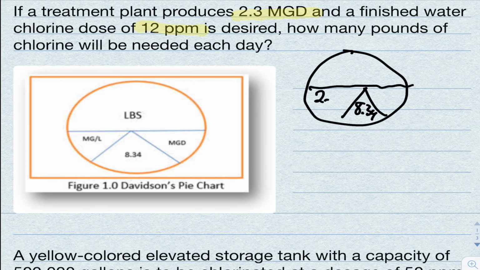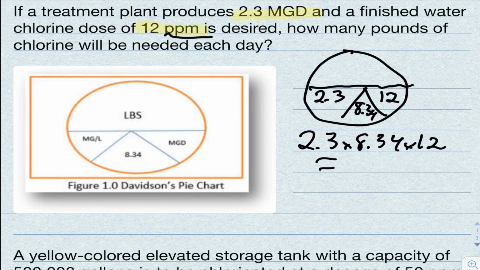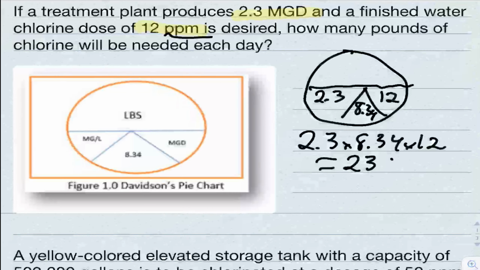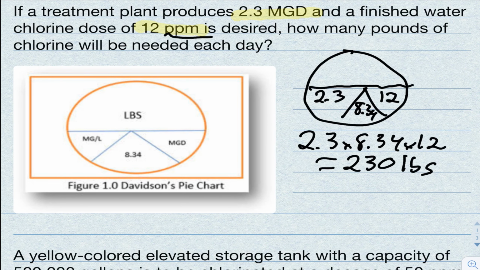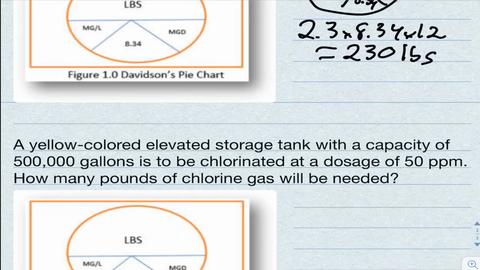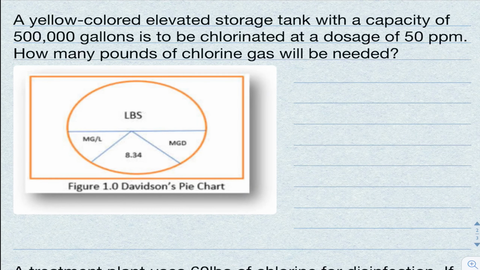We got our 2.3 mgd, and remember this ppm also means milligrams per liter, so you can use those interchangeably. So we have our 12 ppm, or milligrams per liter. Now, same thing like before, we multiply across. And when we do that, it comes out to 230 pounds. Okay, moving on to the next one.